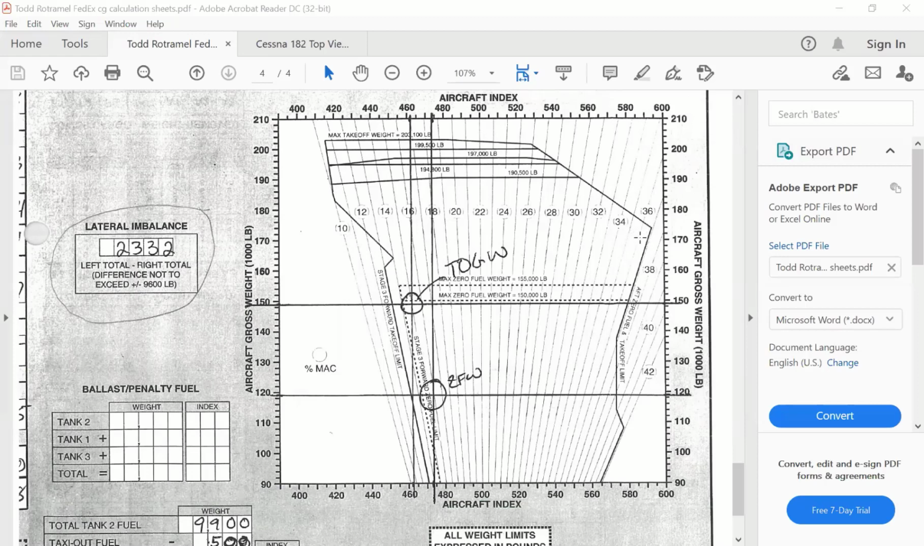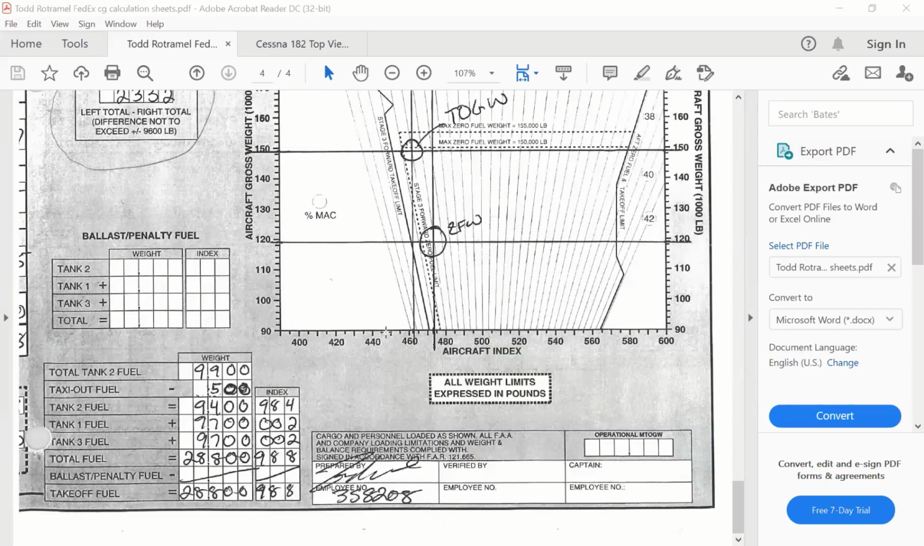Now the aft limit makes sense, right? Because we've talked about if the CG is too far aft, it becomes unstable. The forward limit has to do with elevator power and the ability to do nose wheel rotation on takeoff. So what we're talking about in class is fundamentally critical to the ability of the airplane to fly and stay flying in the air once it gets off the ground.